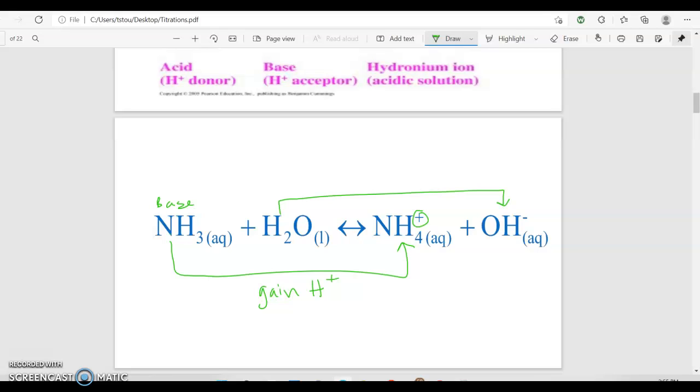H2O is now OH. That means it lost an H. And not just an H, it went from no charge to a minus charge. That means it lost an H plus. H2O here is a base. Sorry, is an acid. Terrible. Okay, there we go. Acid because it lost an H plus.